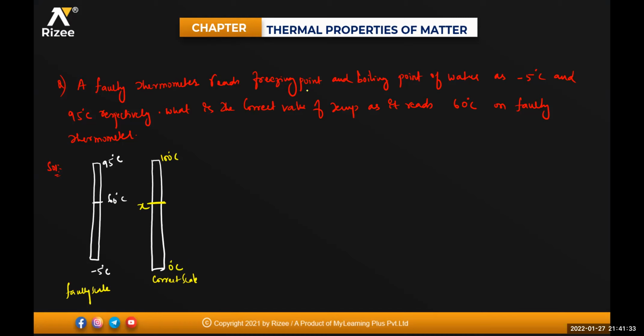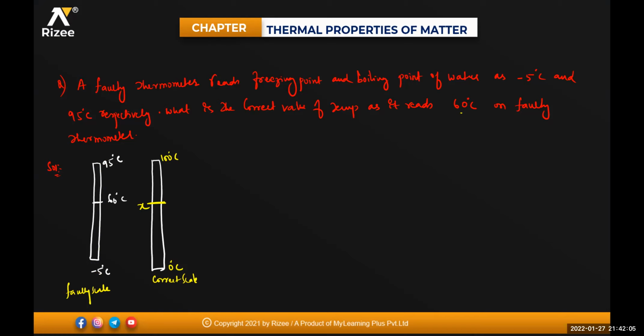A faulty thermometer reads the freezing point. That means this is a faulty thermometer. Its reading at the freezing point, our ice point, is -5 degrees centigrade, and at the higher temperature, the boiling point, it is 95 degrees centigrade. What is the correct value of the temperature when it reads 60 degrees on the faulty meter? So it is reading 60 degrees centigrade on the faulty thermometer. What value is it asking for? Can anyone try to give me the answer?